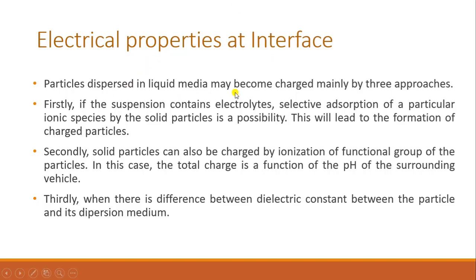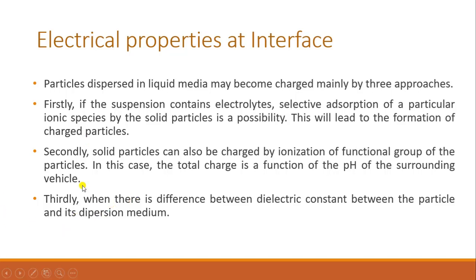Particles dispersed in liquid media may become charged, mainly by three approaches. First one is if the suspension contains electrolytes. Selective adsorption of a particular ionic species by solid particles is possible, and that leads to formation of charged particle. So that means if a simple suspension consists of any kind of electrolyte, all electrolytes have tendency to get dissociated into positive and negative ion. When they get dissociated, if any one of the ions gets selectively adsorbed on the solid surface, it produces charge on the solid particle.